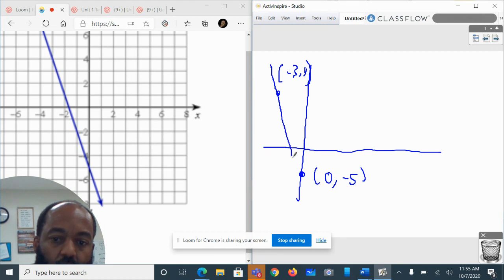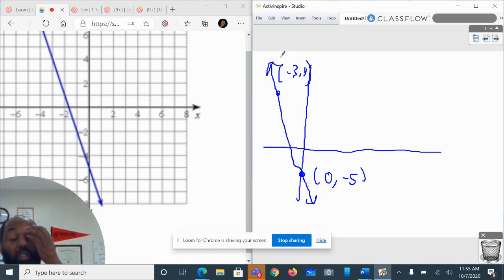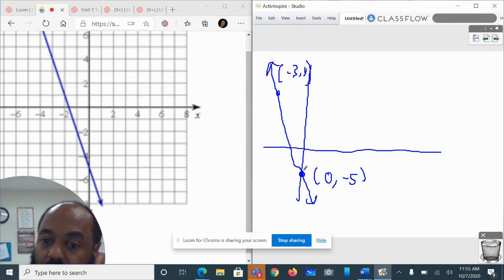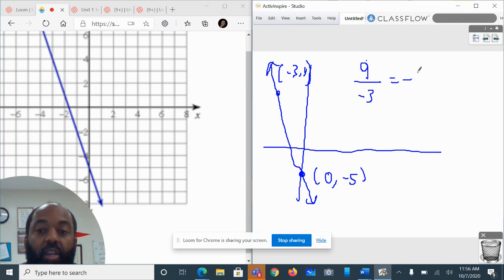Let's find the slope of that line. You could just do rise over run and think about it that way. Let's visualize. I'm here, right? If I go up 5 here, 4 more here, so I'm rising 9. I'm running back negative 3. So that's going to be negative 3. Or you could do this.